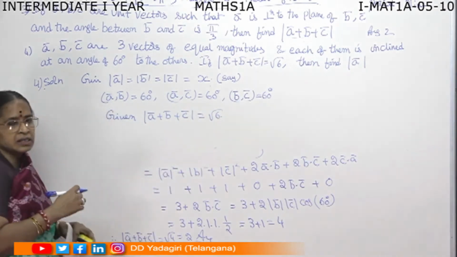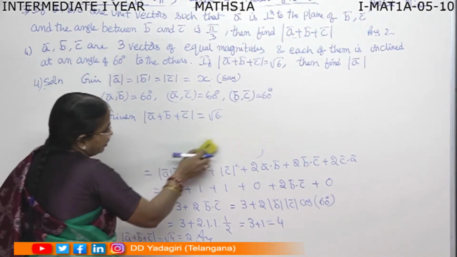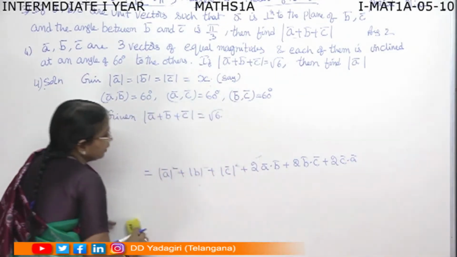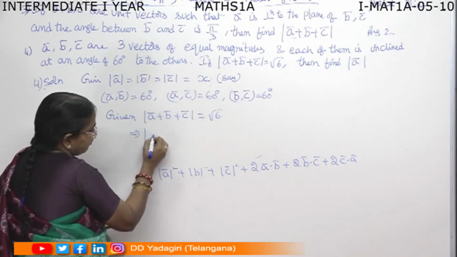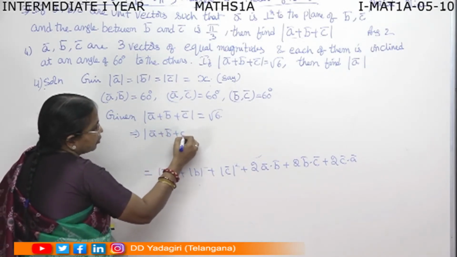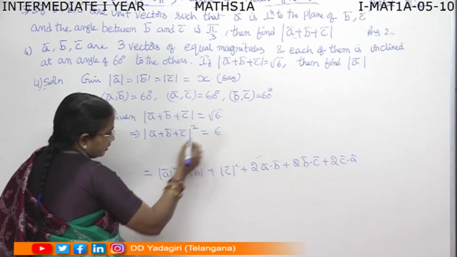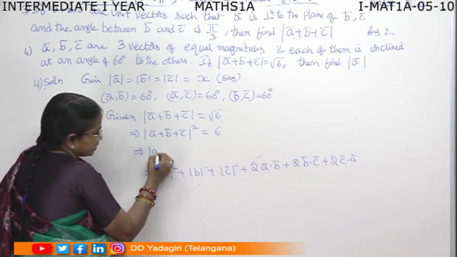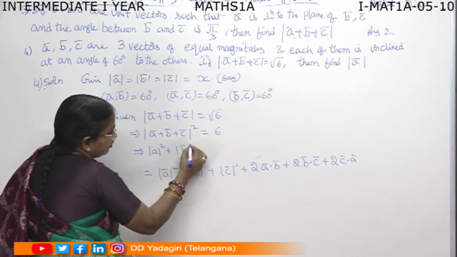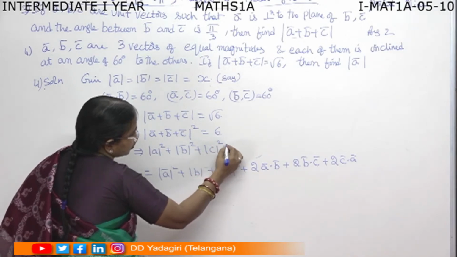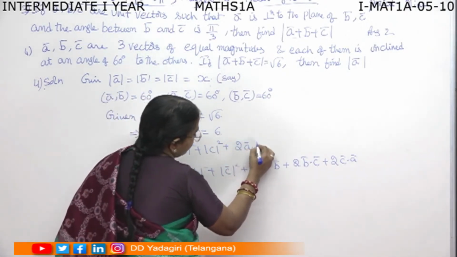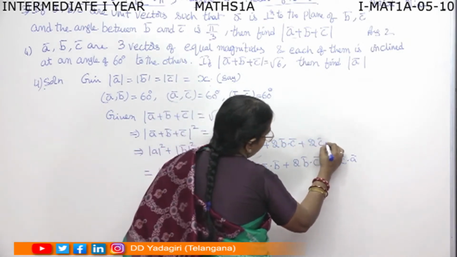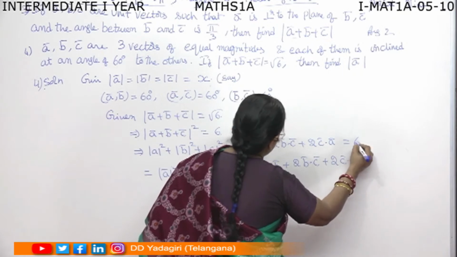Root 6. So as I said, whenever you have mod A plus B plus C, you must square it and then simplify. So we'll write, this implies mod of A plus B plus C whole square is equal to 6. Now what is the formula for mod of A plus B plus C whole square? Mod A square plus mod B square plus mod C square plus 2A dot B plus 2B dot C plus 2C dot A is equal to 6.